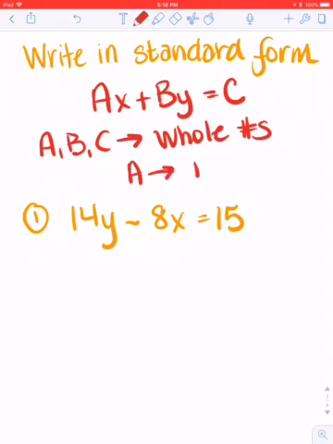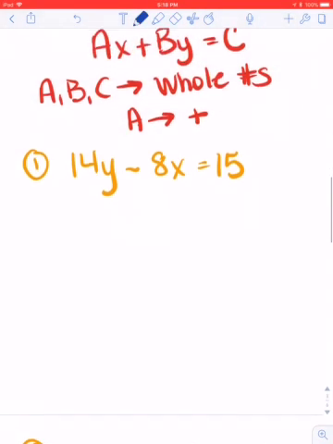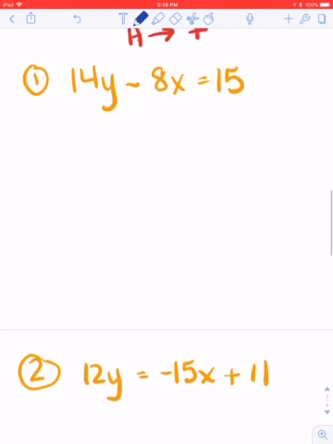A has to be positive. And the other piece that's really different with this is that X and Y are on the same side, which is a different experience for us based on what we've talked about before. So let's take a look at this first one.